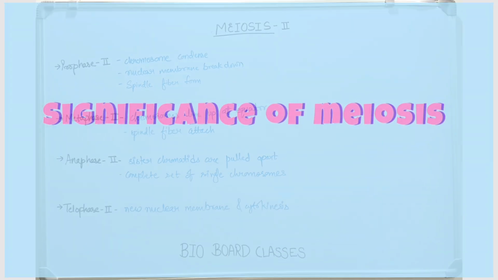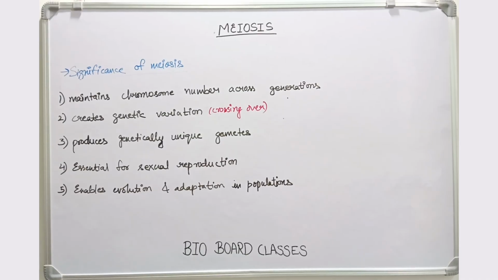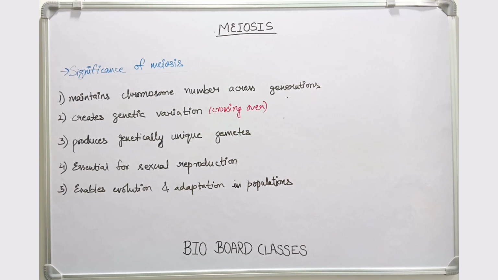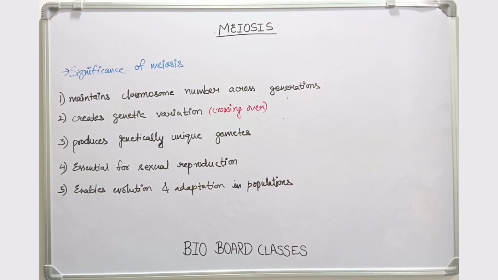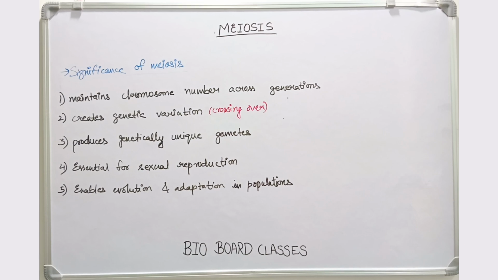Now, let's quickly understand why meiosis is so important. First, meiosis reduces the number of chromosomes by half. This is very important because when the sperm and egg come together during fertilization, the new organism will have the correct number of chromosomes. Second, meiosis creates genetic variation. How? By crossing over during prophase 1, where the chromosomes exchange segments of DNA. This ensures that each gamete and each new individual is genetically unique. Finally, meiosis is essential for sexual reproduction in all sexually reproducing organisms, whether plants, animals, or humans. Without meiosis, there would be no variation and evolution would not be possible.